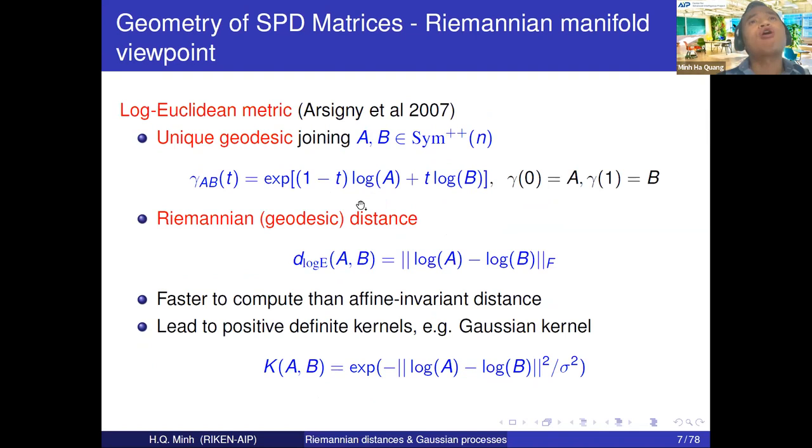So it has a simple form, the geodesic has a simple form, and the Riemannian distance has a simple expression as well: just the norm of log A minus log B with the Frobenius norm. And it's faster to compute than the other distance, and one can also define positive definite kernels with this distance, for example, the Gaussian kernels, because this manifold under this metric is a flat manifold.